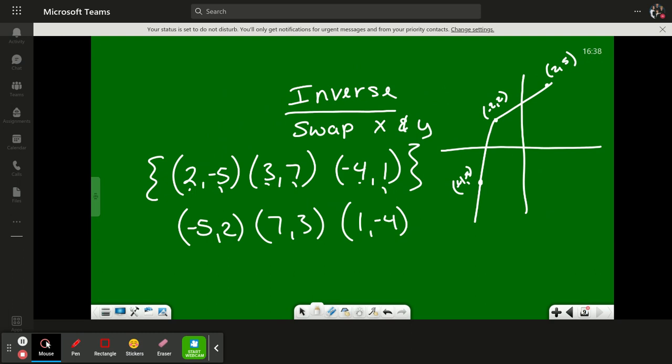Swap x and y. Instead of graphing (2, 5), I need to graph (5, 2), right? Instead of graphing (-2, 2), I need to graph (2, -2). Notice nobody's signs are changing, right? The only thing I am swapping is the x and the y. And if I need to graph (-4, -3), then I need (-3, -4), right?